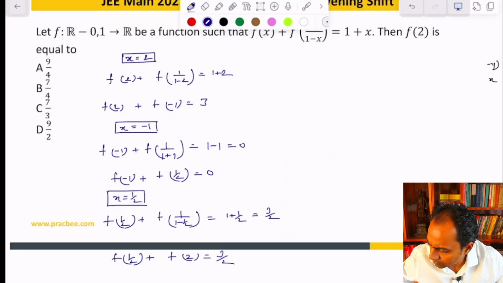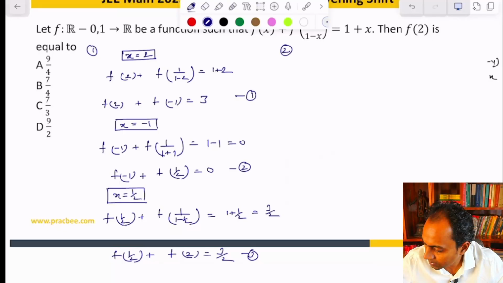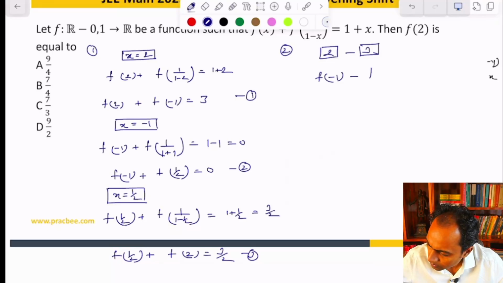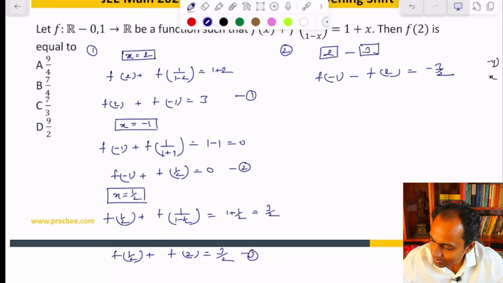Now what we can do is take the first equation, second equation, third equation and solve them. So for solving, this was my first part. In the second step, I can subtract equation 3 from equation 2. And if I do so, what am I getting? I am getting f of minus 1 minus f of 2. This value will be equal to minus 3 by 2. Now once I have got these values, the next step would be to get the value of f of minus 1 in terms of f of 2 here. So this becomes f of 2 minus 3 by 2.